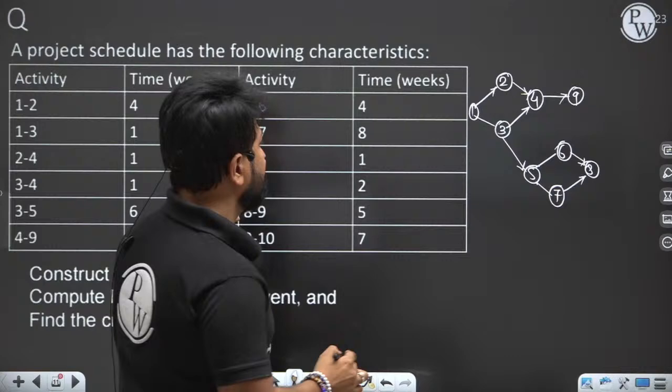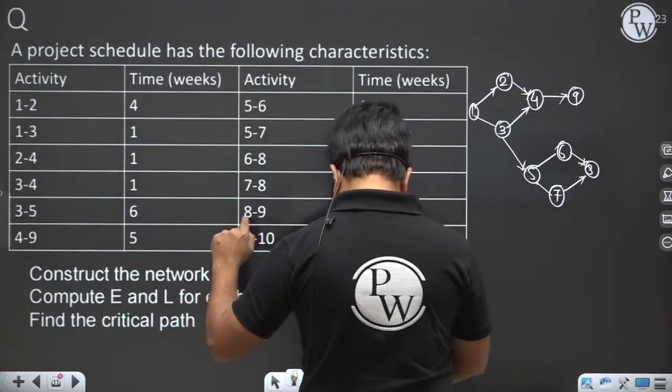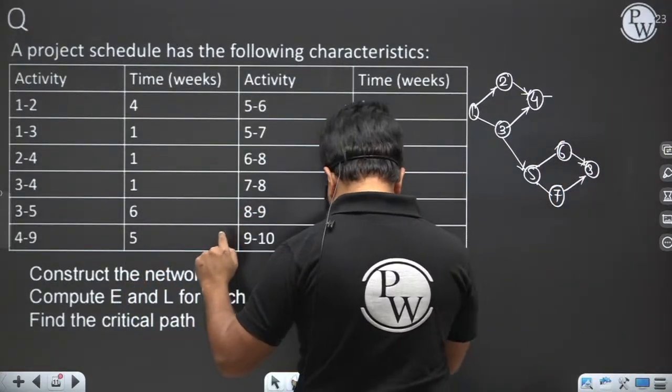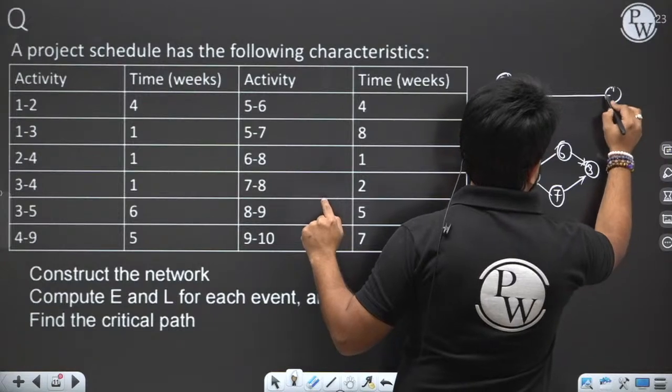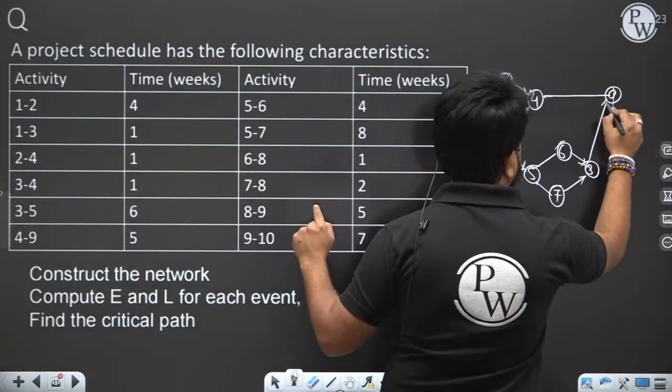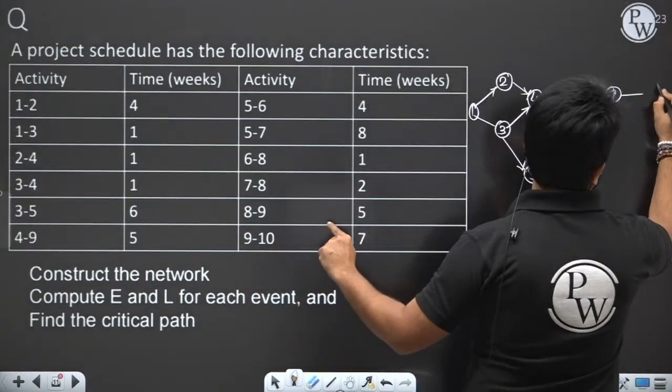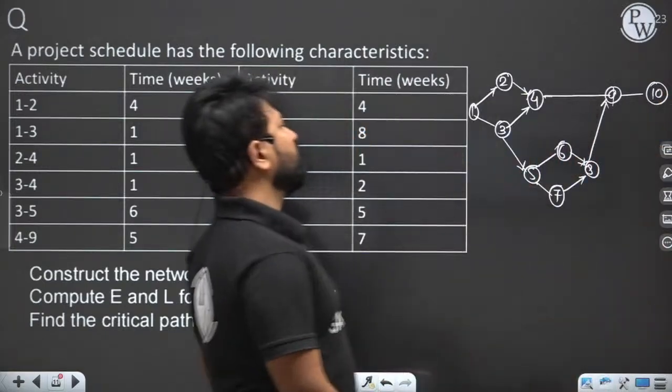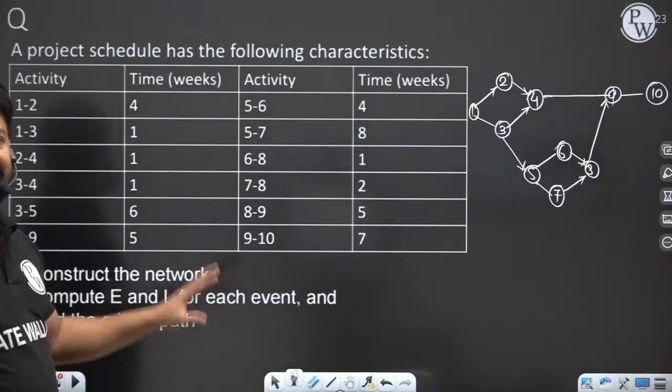Then 8 to 9, then 8 to 9, basically it will become a little bit here, then here it will be 8 to 9, this is 9, so 8 to 9 and 9 to 10, right? And 9 to 10. Am I clear? Is that clear?